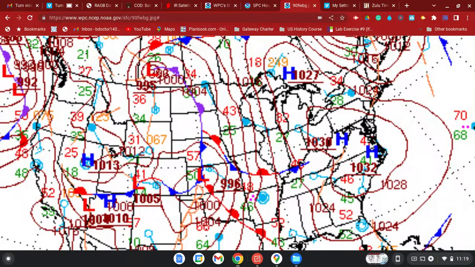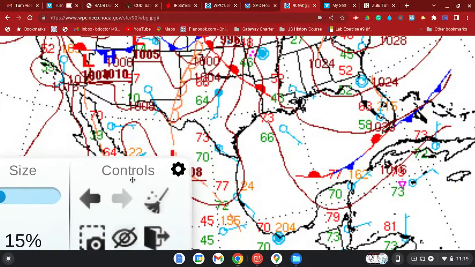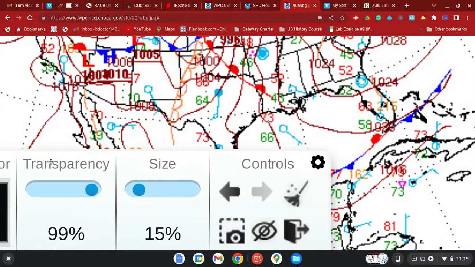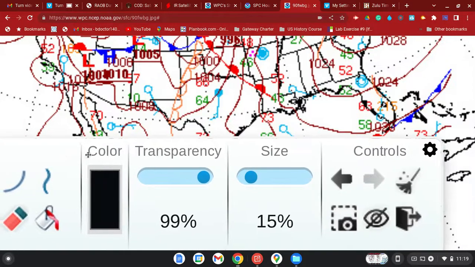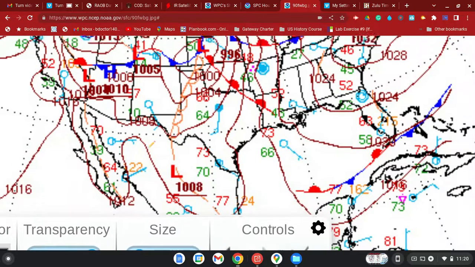Okay, with this one, we're going to focus more on the types of what we call fronts. There are four basic types of fronts, and we're going to go over the fronts that we can observe and see on this map. Sorry, I'm just getting my drawing tool here.